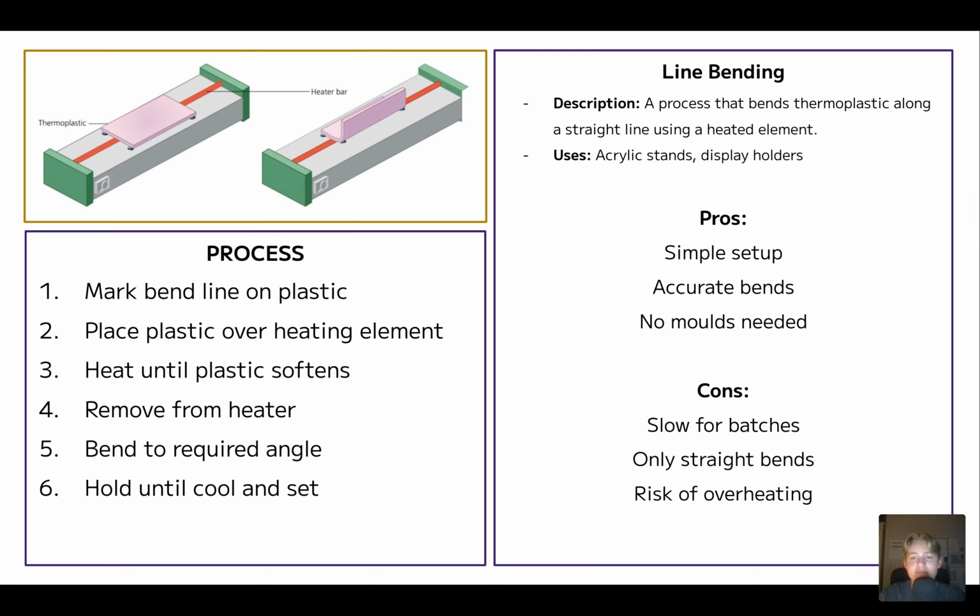Pros of it is that it's a simple setup, and you can accurately bend it along your bend line. And there's also no molds needed, which means it's very versatile. So once you have a line bending piece of equipment, you don't need to create new molds to do different kinds of line bends or different angles. You can just simply reuse the same machine.